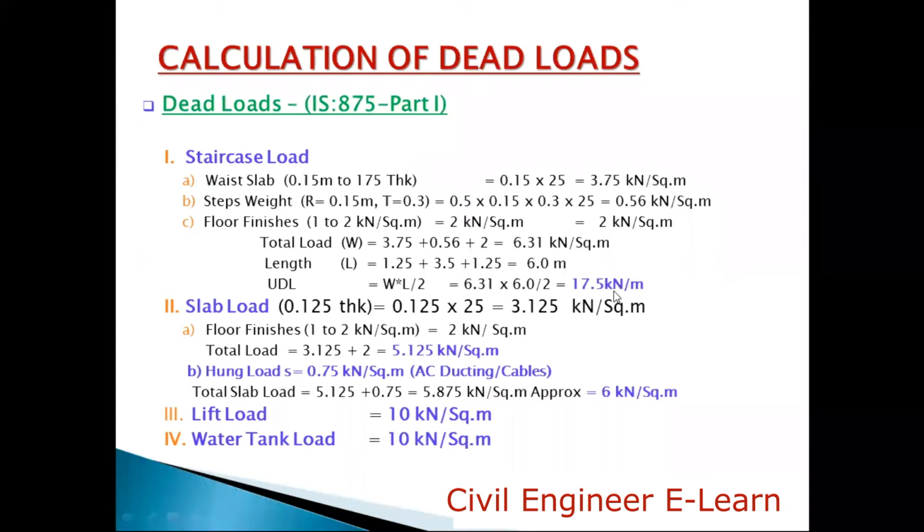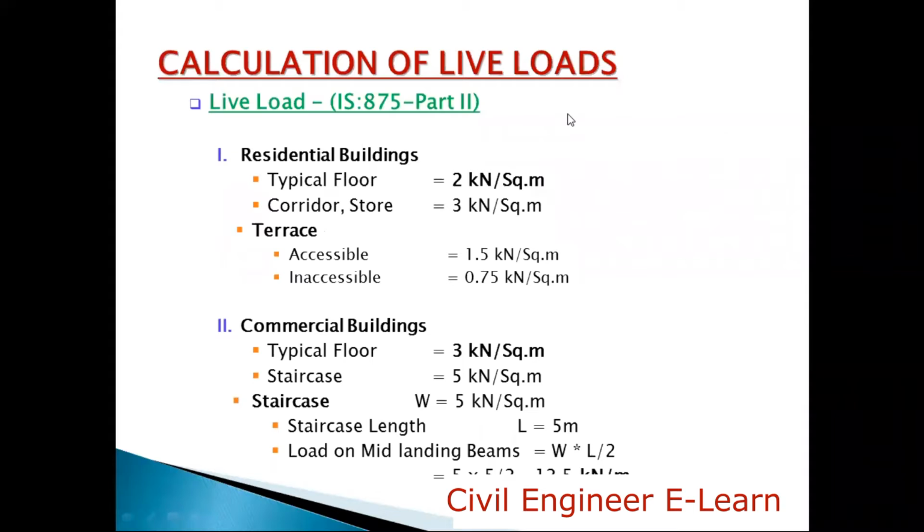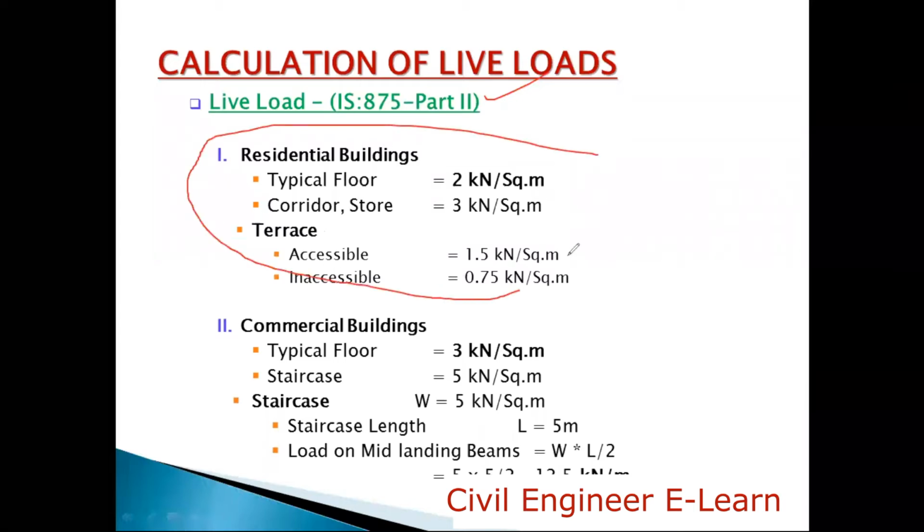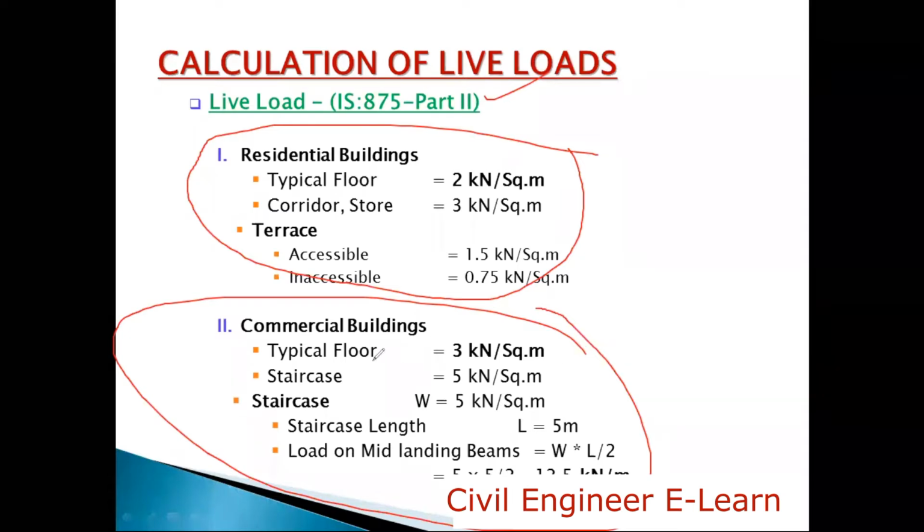Right? And let's go to the live loads. Live load provisions and guidelines are given in IS 875 Part 2, and these loads deal with residential and commercial buildings. For commercial buildings, a very typical floor load is 3 kN per square meter, and the staircase load would be 5 kN per square meter. The live load acting on the staircase also has to be estimated manually.